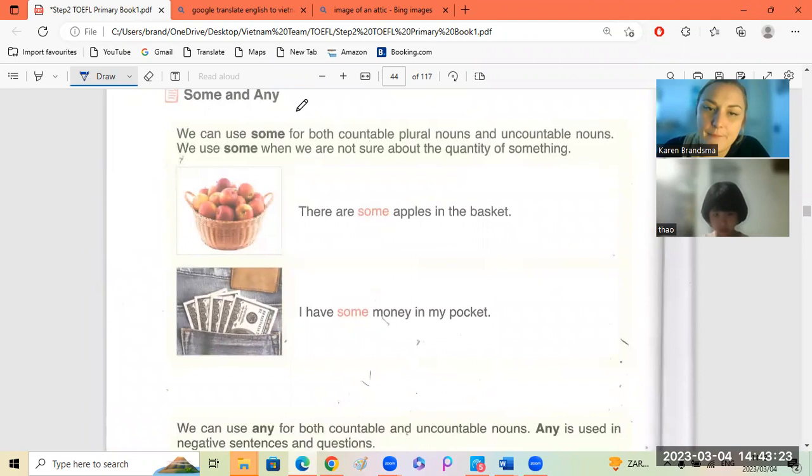We can use some for both countable plural nouns and uncountable nouns. We use some when we are not sure about the quantity of something. Okay, can you read this for me? Here are some apples in the basket. I have some money in my pocket.